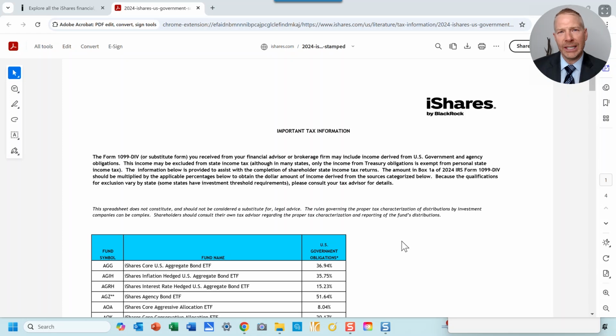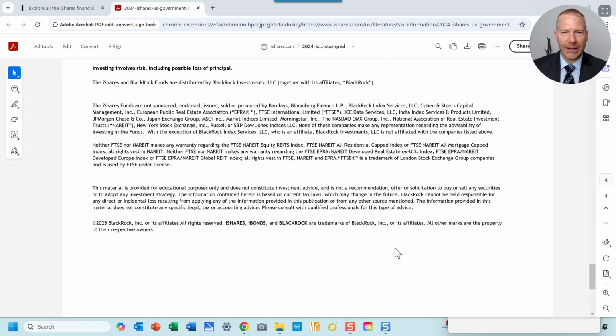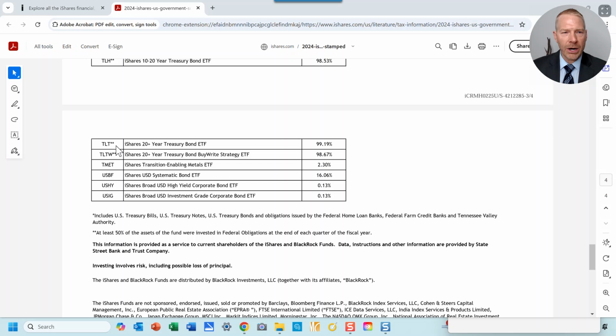Let's take a look at TLT. TLT is going to be down here at the bottom of the list. Here we are, iShares 20+ year Treasury Bond ETF, 99.19%. Almost all of TLT's dividend is going to come from U.S. government securities. That means it's state tax exempt almost entirely. Here again, if you aren't manually adjusting your state tax return to account for the fact that most of the dividend from TLT is state tax exempt, you're going to be paying taxes on the whole dividend when you shouldn't be.